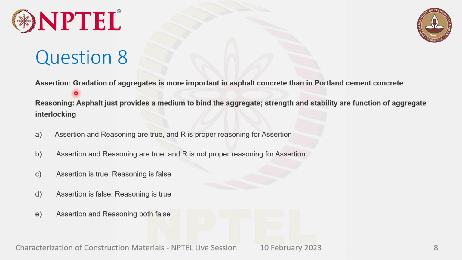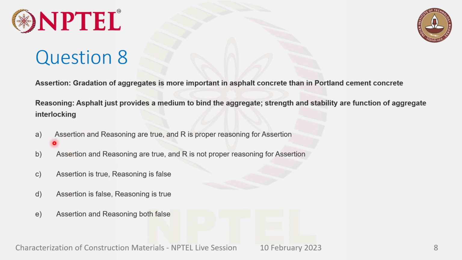The assertion is that gradation of aggregates is more important in asphalt concrete than in Portland cement concrete. The reasoning given is that asphalt just provides a medium to bind the aggregate, and strength and stability are a function of aggregate interlocking. This is the assertion and reasoning. You have to choose the right answer here.